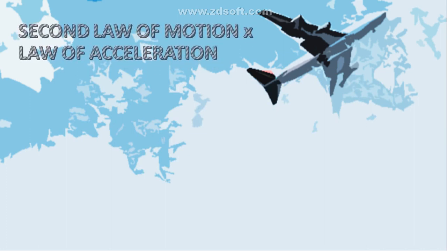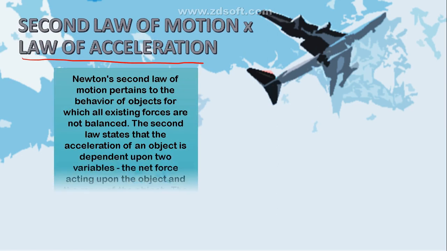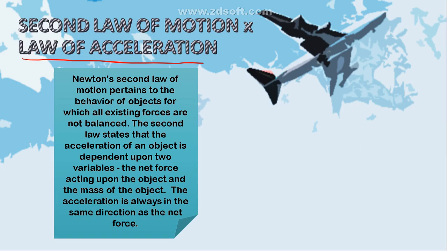And then we have the second law of motion, which is known as the law of acceleration. So, what is the law of acceleration? Sabi niya, Newton's second law of motion pertains to the behavior of objects for which all existing forces are not balanced. So, this law mainly focuses on unbalanced forces. Okay, kung iisipin nyo, yung first law, it focuses mainly on balanced forces. Kasi sabi niya nga, an object at rest stays at rest, while an object in motion stays in motion unless mayroong external force or unbalanced force. So, second law pertains to the unbalanced forces.